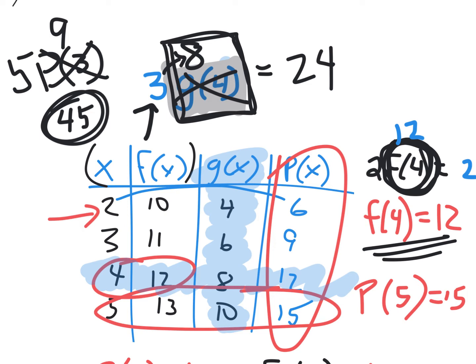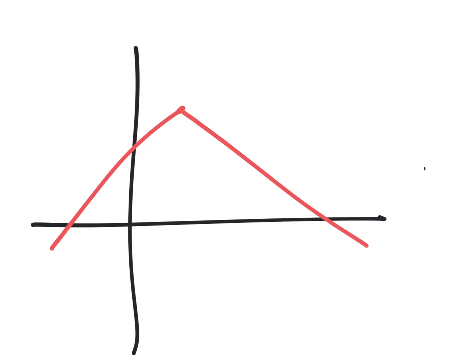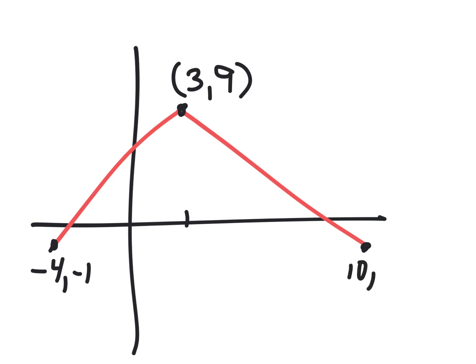Okay, so first you figure out the P of 3, then you take and multiply it by 5. 5 times 9, 45. All right, out of this picture. I asked you to copy this picture, and I'm going to give you a few key points on it. That there is negative 4, negative 1. This one here is going to be 3, comma 9. And this one here is going to be 10, comma negative 1.